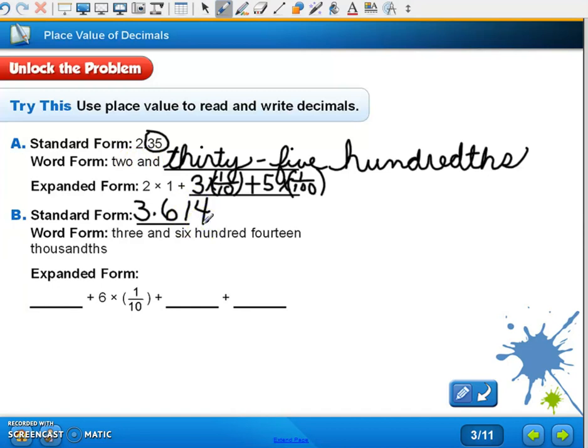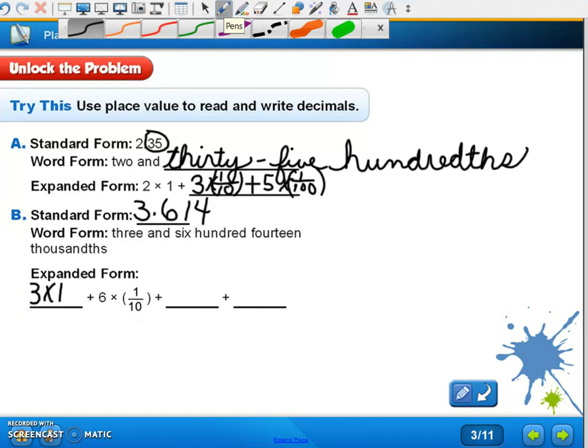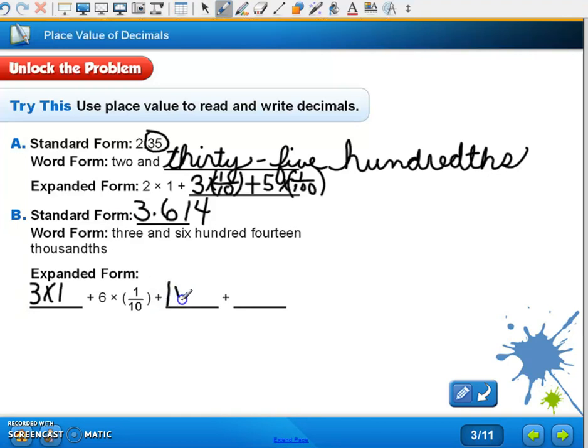3 and 614 thousandths. In expanded form, we need to do our whole number, so we're going to put 3 times 1. Then they gave us the 6 times 1/10. So what are we going to write next? 1 times what? 1/100. Not 1/10, 1/100. And our last number is in what place? The thousandths. So 4 times 1/1,000.